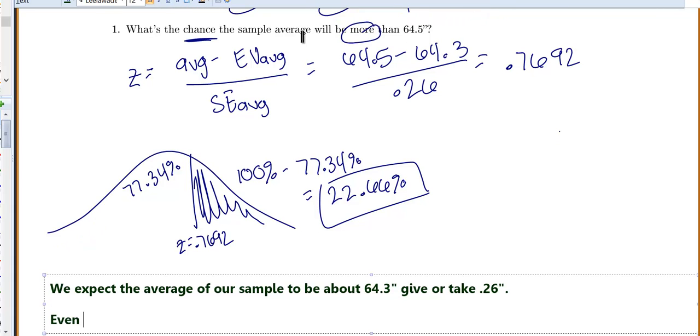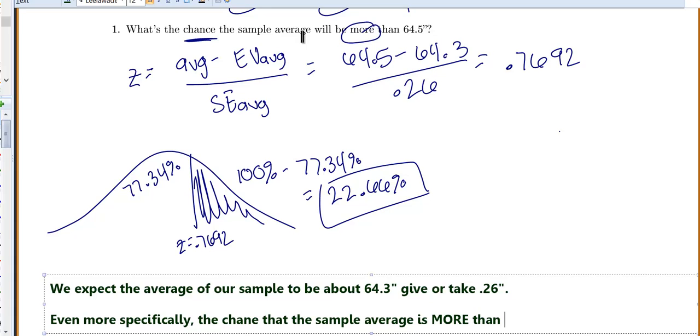And so we went on and we found a very specific chance. Even more specifically, the chance that the sample average is more than 64.5 inches is 22.66%. So first you find the average and how much you expect to be off by, and then if you want, you can go and find specific chances. We found the chance that the sample average is more than 64.5. It's about a 22% chance.